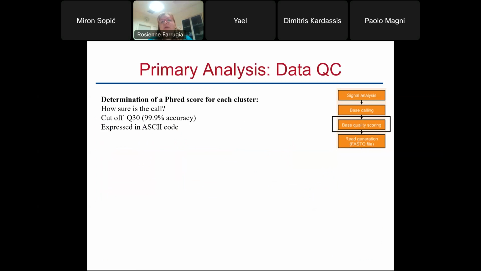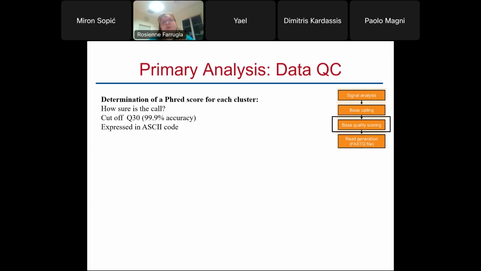But besides collecting fluorescent data, we also collect what is called Phred score data, quality data. How sure is the scanner that what it saw as blue is 100% blue? Because sometimes you get blue and red at the same spot. So how sure is the caller that it is blue and not a combination of blue and red? So how sure is the call?